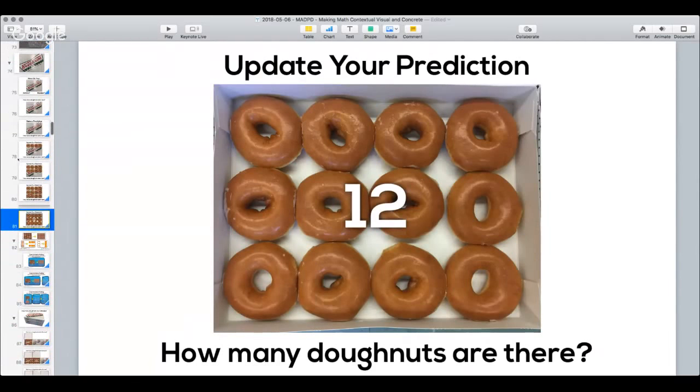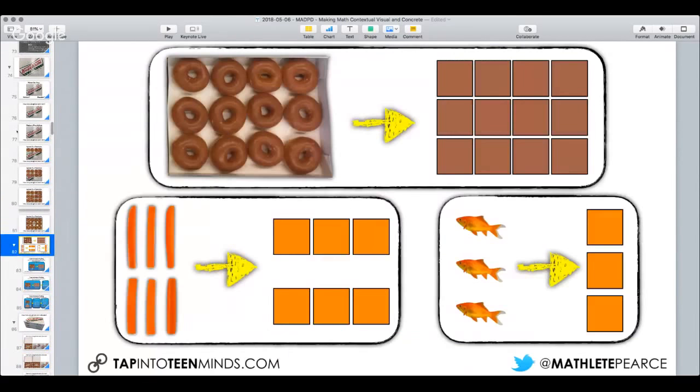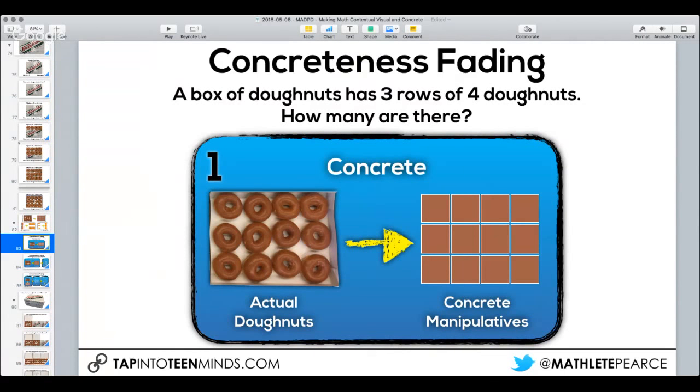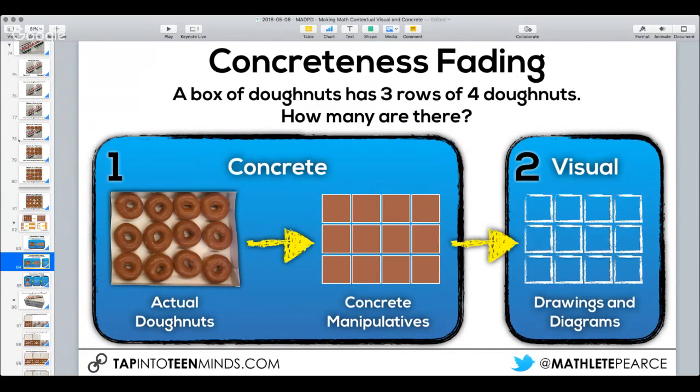The idea that I'm trying to push here is that we should be starting with the concrete. And for really young children, that might mean actual donuts, right? Or if I have carrots, I might have to actually use actual carrots or pencils or whatever it is, or goldfish. And then over time, we can use manipulatives to represent the actual donuts. That would be like multiple stages in that concrete phase. And then over time, I want to move on to drawings and diagrams. Now, I should restate that. I don't want to move on to drawings and diagrams. Students are going to want to move on to drawings and diagrams.